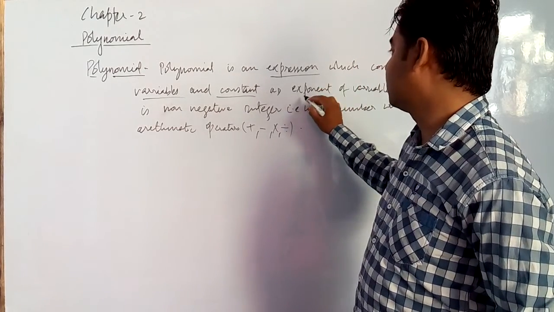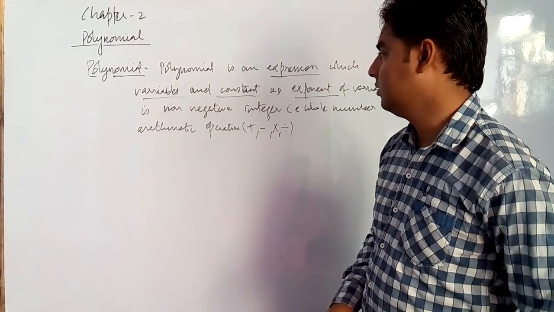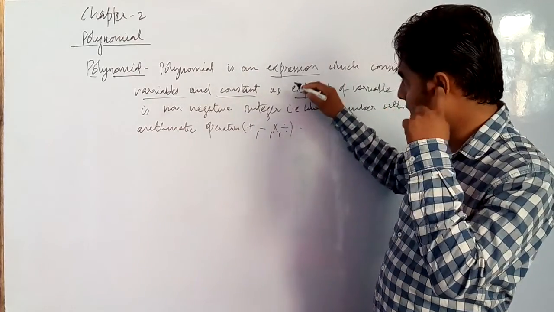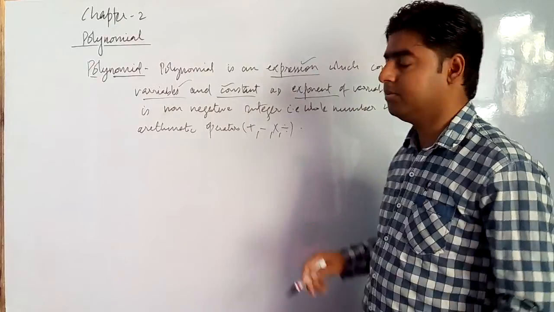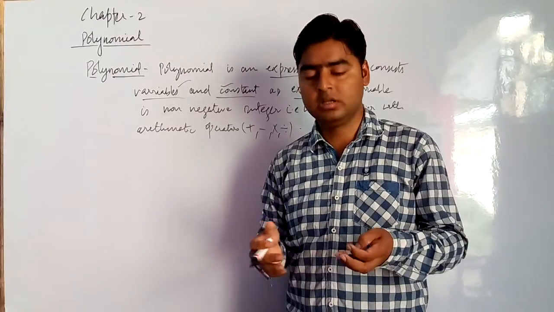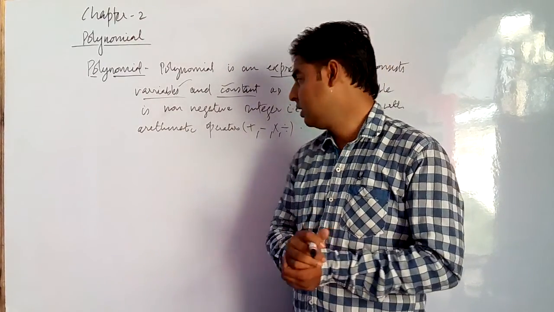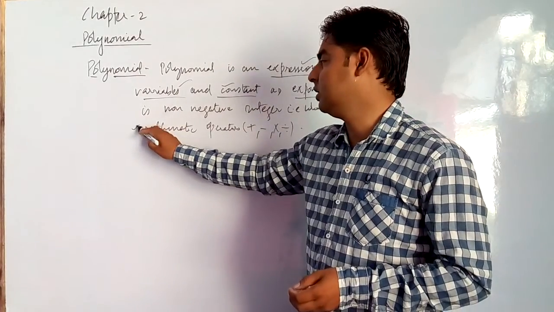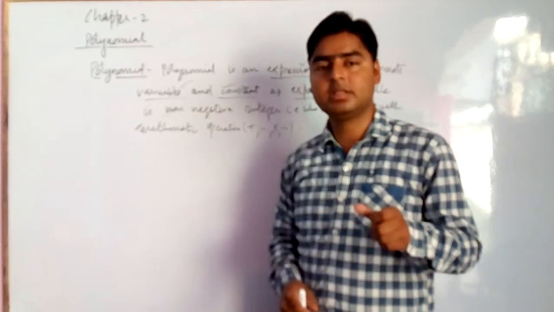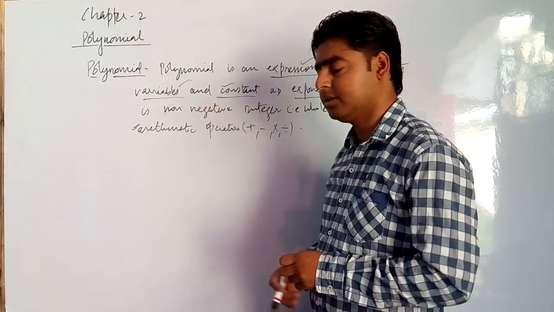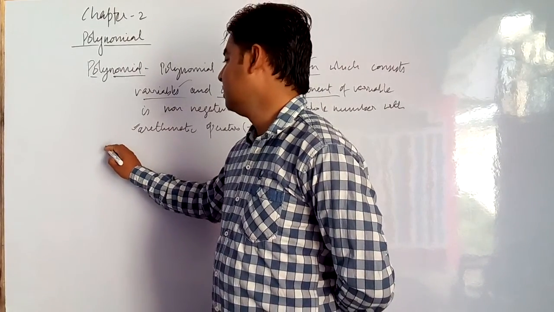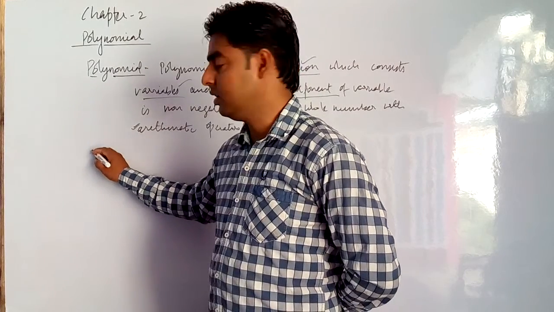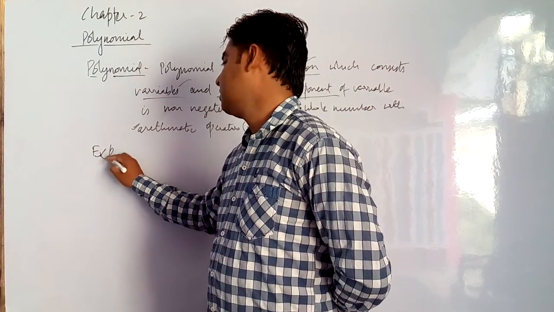Friend, here are 3 to 4 important terms. First one is expression, then variable and constant, and the exponent of the variable is always a non-negative integer, that is, a whole number. And at last I wrote that they are all associated with the arithmetic operators like addition, subtraction, multiplication and division. So I will explain each and everything before giving an example. What is expression?